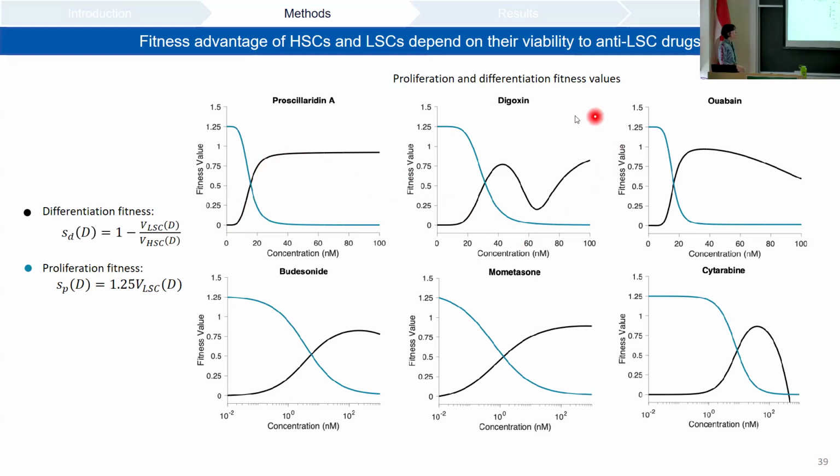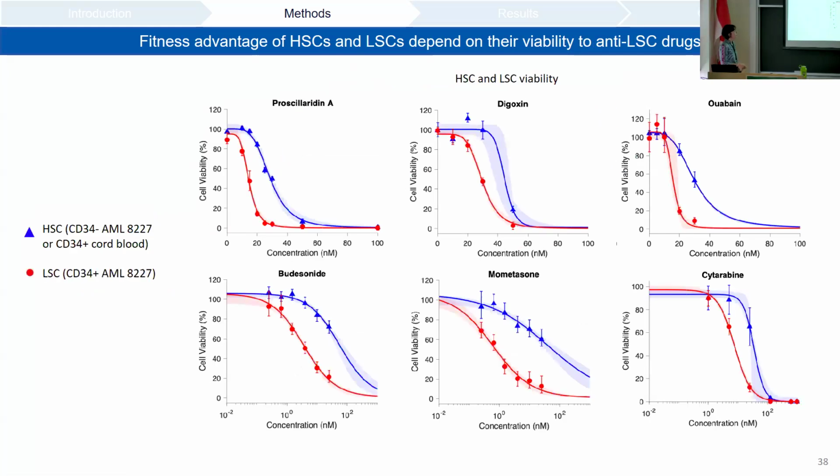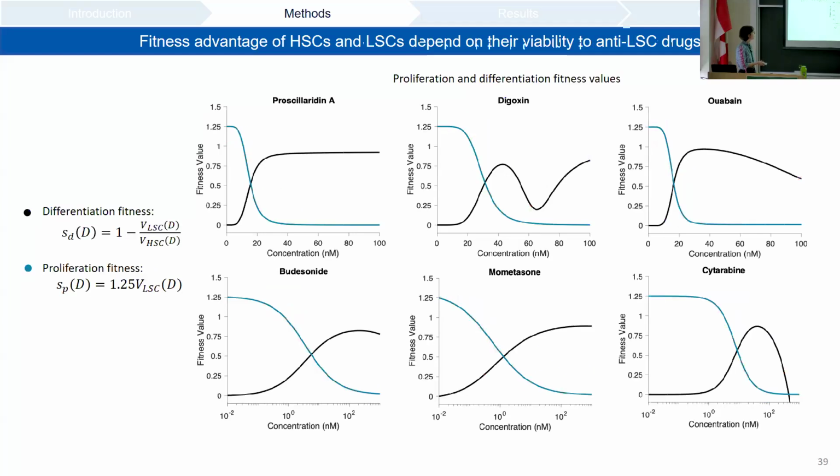There's a bit of weird stuff happening here just because of the fitting of the viability, which is hard to measure a neat ratio at the tail end of the Hill equations. So now we have the fitness at any concentration for any of the drugs.